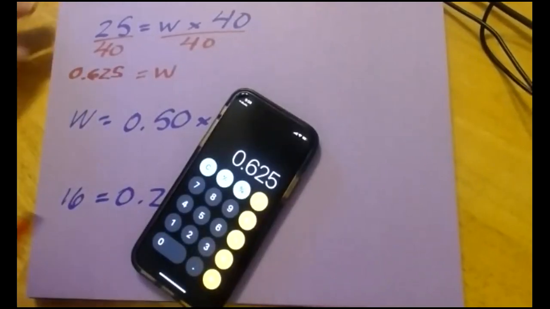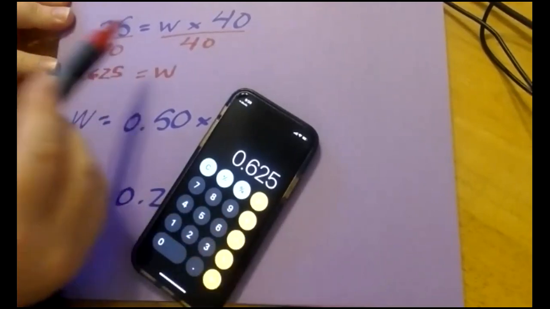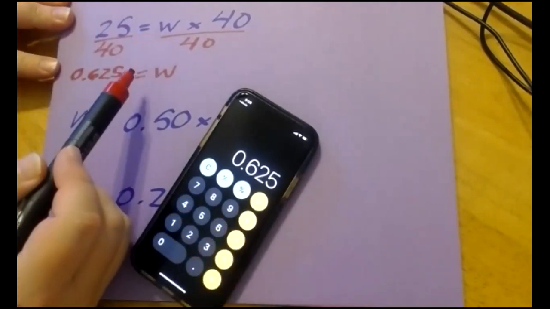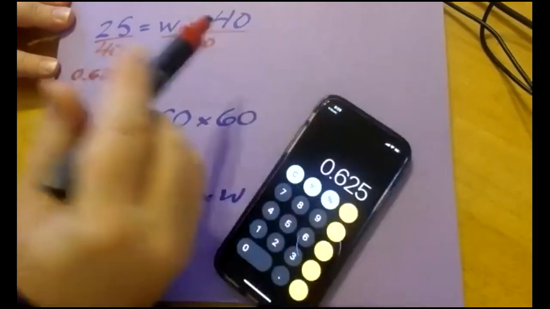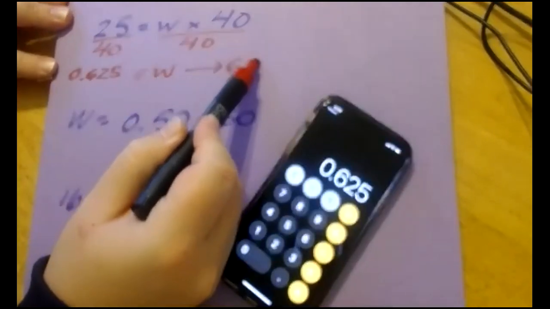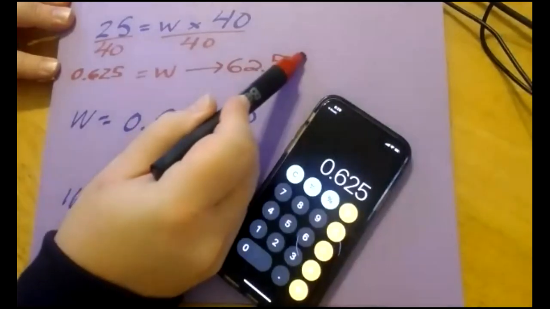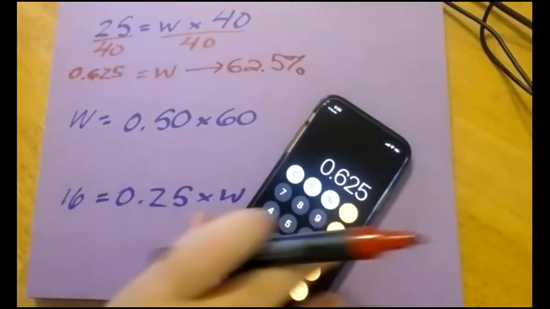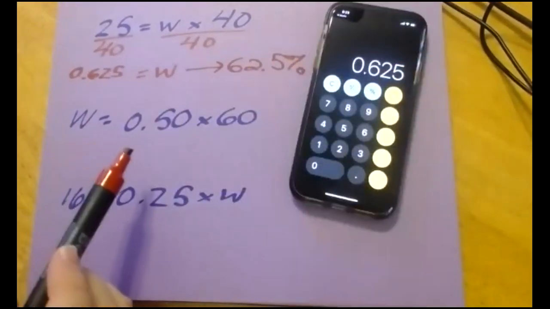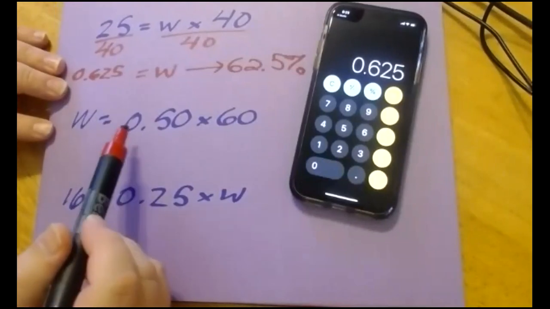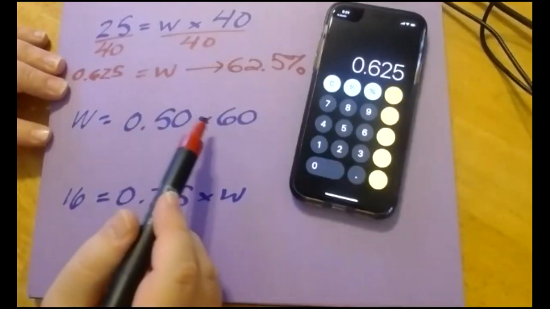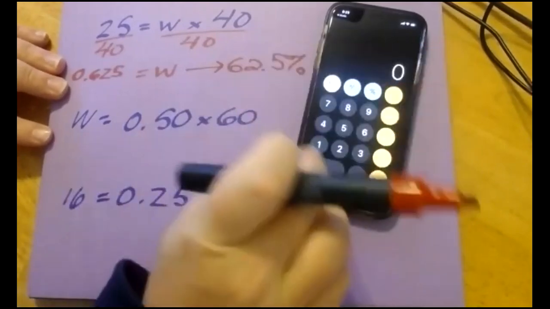That question was saying what percent. So since the question was saying what percent and the W is what percent, I have to change that now one more time and write that the answer is 62.5% now. And now the answer is correct. Let's carry on to the next one. To solve this, all we have to do is just some computation on the right. 0.50 times 60 is going to be 30.